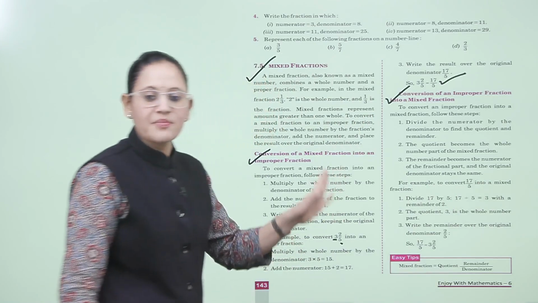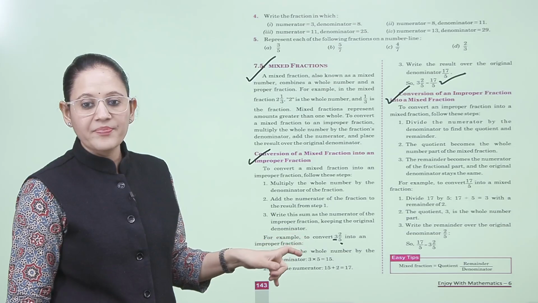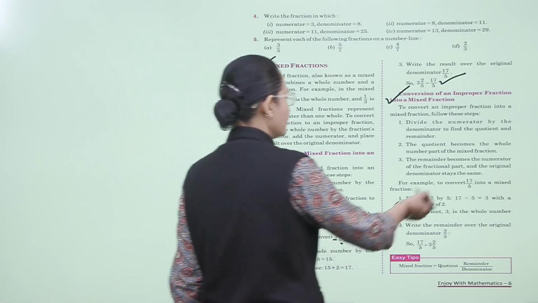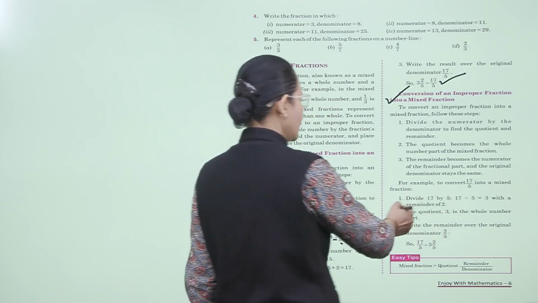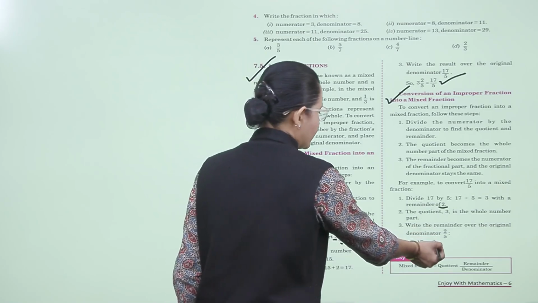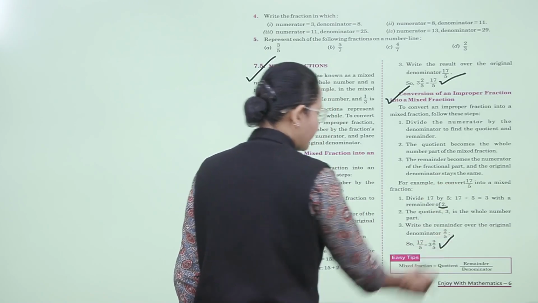For example, we have to convert 17/5 into a mixed fraction. So we will divide 17 by 5. 5 3s are 15, so 3 is our whole part. 17 minus 15, the remainder is 2. So 2 will become our numerator and 5 is our original denominator. So 3 2/5.